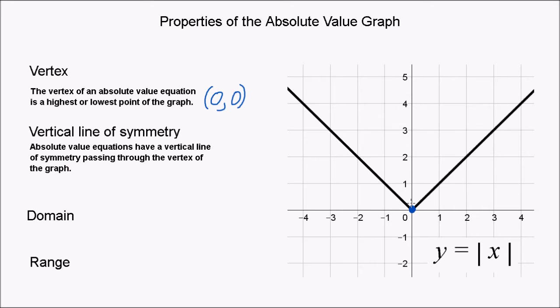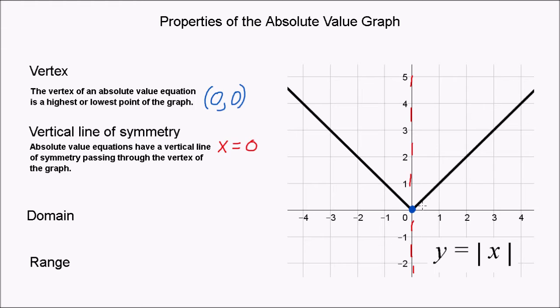Passing through the vertex will be a vertical line of symmetry. Absolute value equation graphs have a vertical line of symmetry located on the y-axis. So you can see here. And when we're talking about a vertical line of symmetry, that means I can fold this graph over this vertical line, and the left part and the right part will line up on top of each other. Since that is the y-axis, the equation of the vertical line of symmetry is x equals 0.